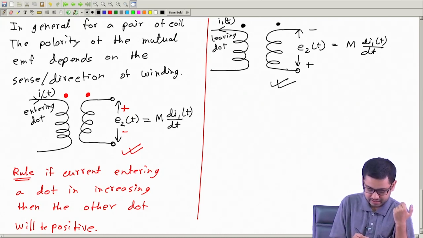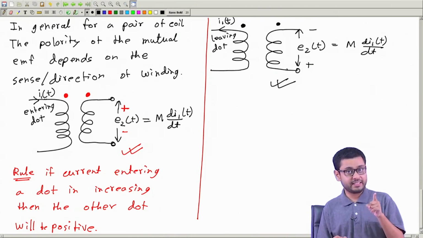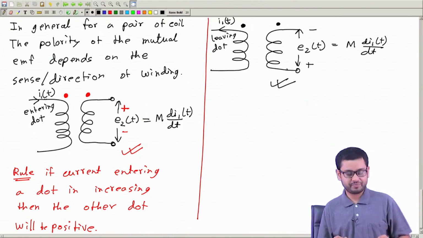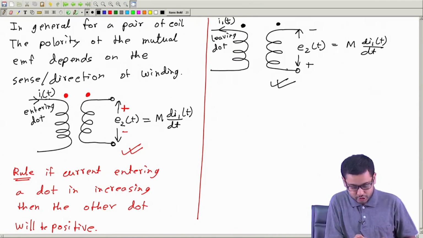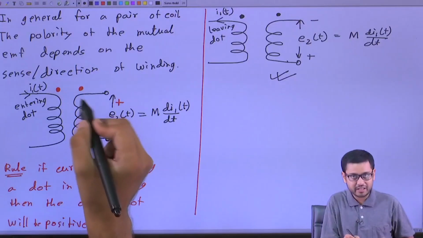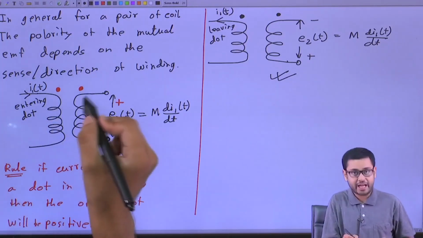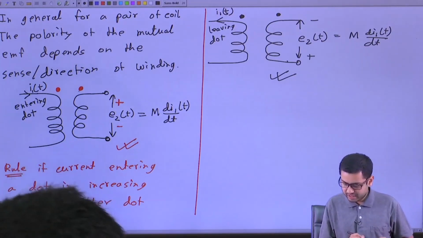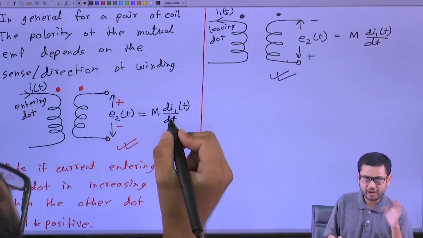For self inductance, if current entering is increasing, then that terminal through which current is increasing is positive. And for a pair of coils, if current is entering through this dot, this terminal, the other dot is equivalent to this, so this side will be positive. Okay, that's the rule.